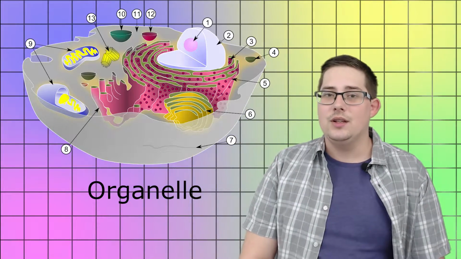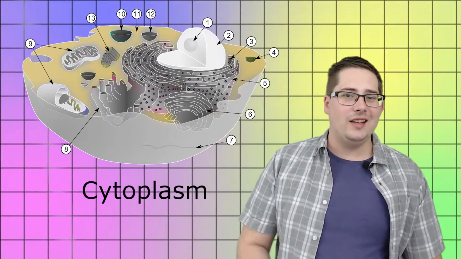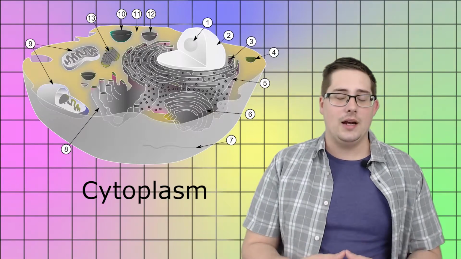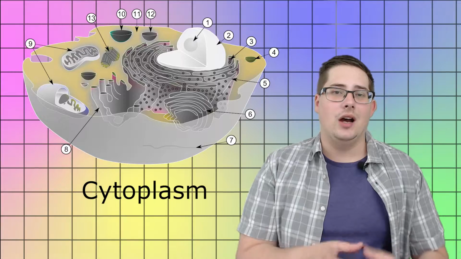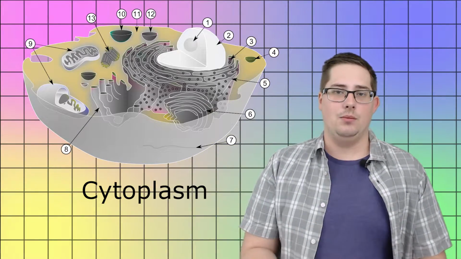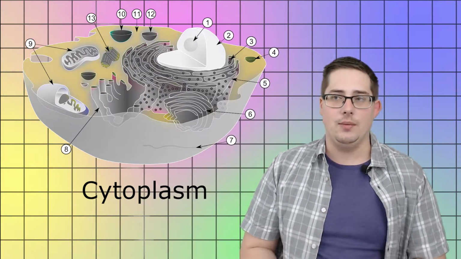All of the organelles are held in place by the cytoplasm, which is this gel-like substance that is inside of the cell. It's held there by the cell membrane. The cytoplasm is somewhat tough, but it's still very flexible. It sets the organelles in place, but still allows the cell itself to be able to move and shape.